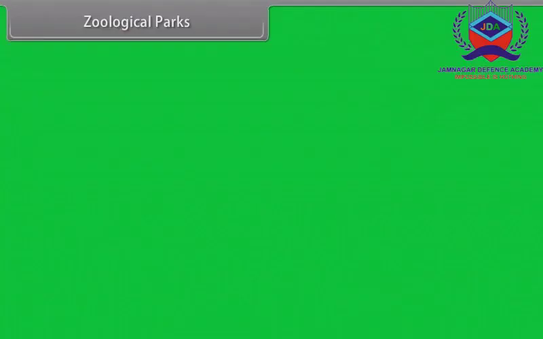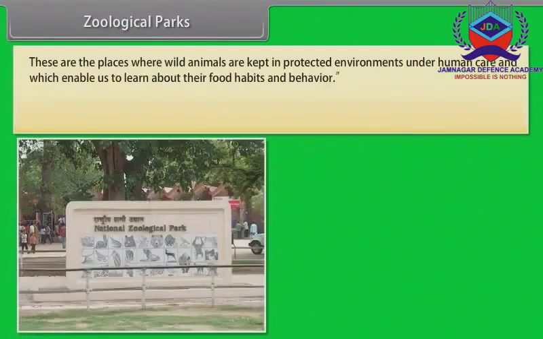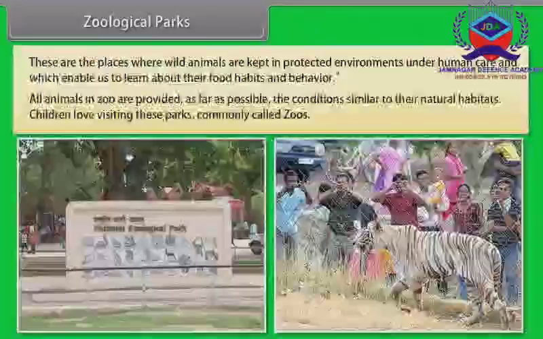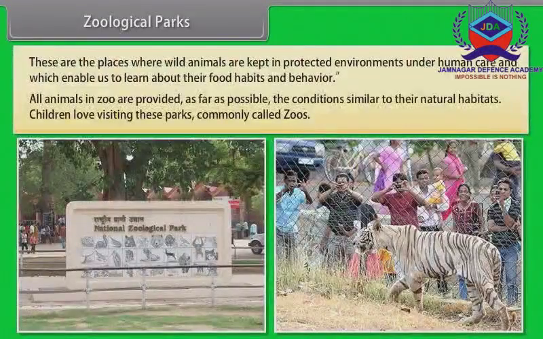Zoological Park: these are the places where wild animals are kept in protected environments under human care and which enable us to learn about their food habits and behavior. All animals in a zoo are provided, as far as possible, the conditions similar to their natural habitats. Children love visiting these parks, commonly called zoos.